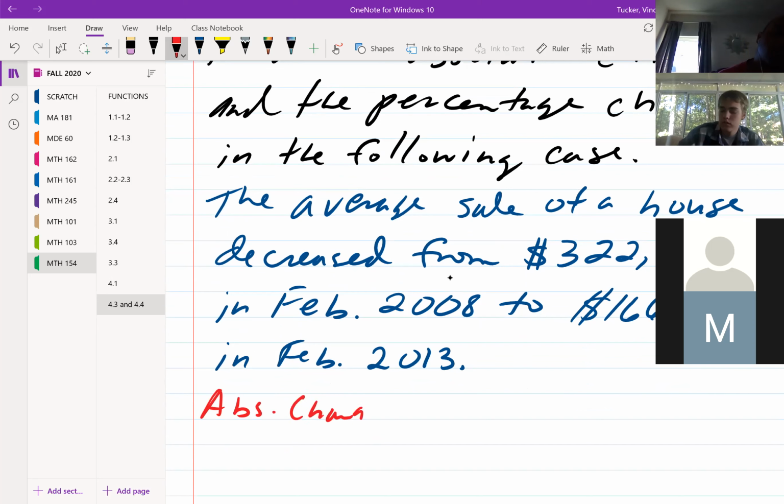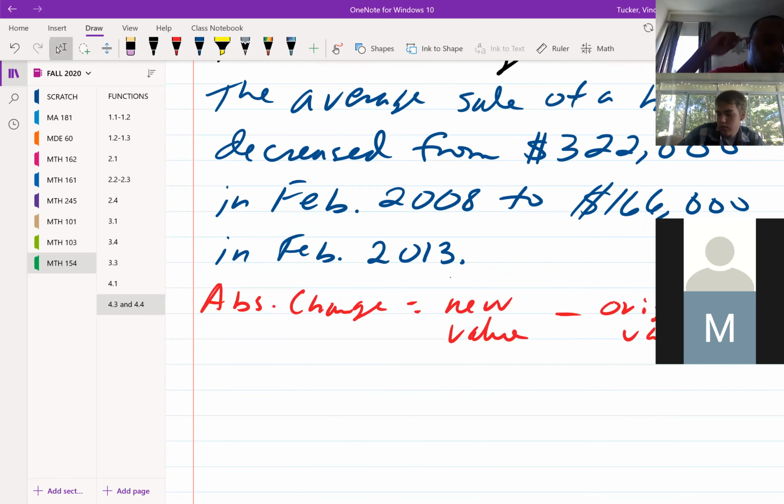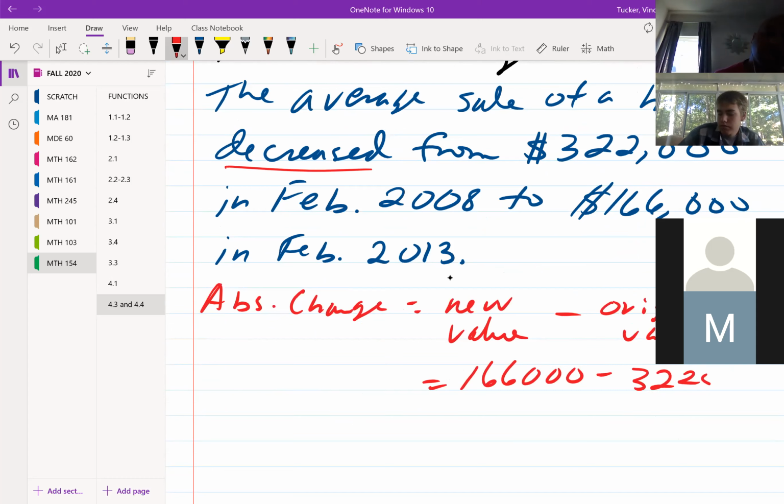So absolute change is just like we did before: new value minus original value. So remember, it decreased, so that means our absolute change should be negative. The new value is 166,000. Original value, 322,000. Should be negative 156,000.